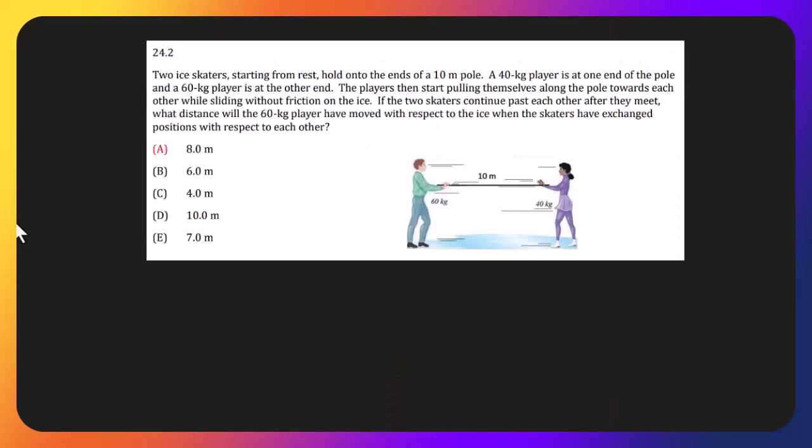So we have two ice skaters starting from rest, holding on to the ends of a 10-meter pole. We have a 40-kilogram player at one end, and a 60-kilogram player on the other. The players start pulling themselves along the pole towards each other while sliding without friction. That's key, without friction on the ice. If the two skaters continue past each other after they meet, what distance will the 60-kilogram player have moved with respect to the ice when the skaters have exchanged positions with each other?